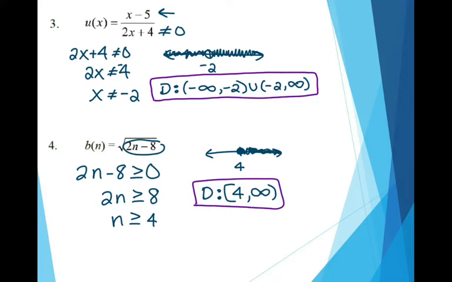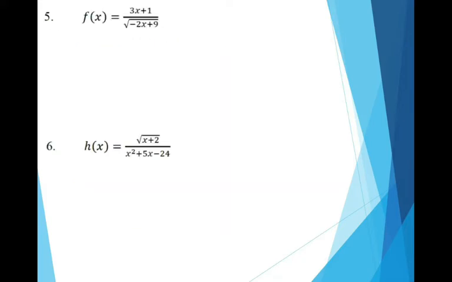All right, let's keep going. Number 5, I do have a square root in a rational function. So my denominator cannot be 0. I'm going to go ahead and make a little note. This cannot be 0. And also because it is a square root, it also has to be positive. So everything underneath my radical has to be positive. So negative 2x plus 9 has to be greater than 0.